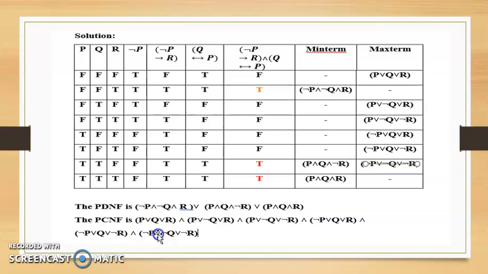So this is not possible. So here, this value is not possible. So we have only 1, 2, 3, 4, 5 terms. So this is the way of finding PDNF and PCNF in the same truth table.